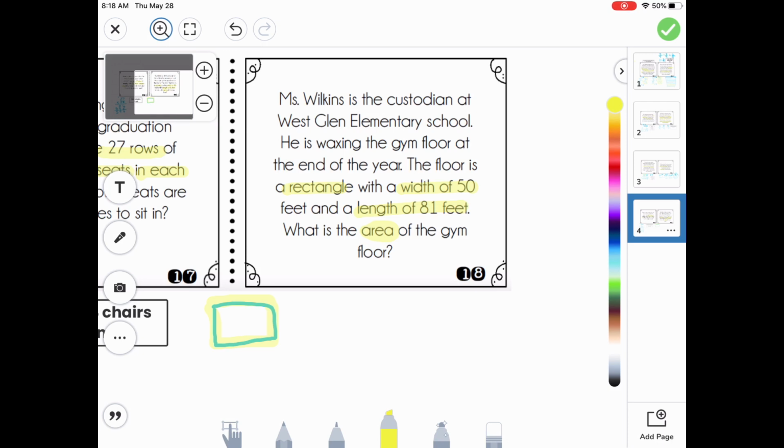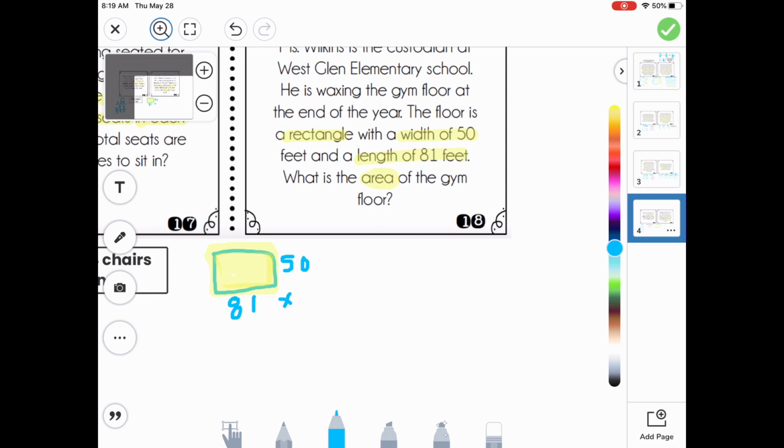So this problem is asking us to find the area, which is all the space inside the gym floor. So I know that it has a width of 50 and a length of 81. And in order to find the area, I just need to multiply the length times the width. Seeing as I used the traditional algorithm on the last problem, I think for this one I will do lattice multiplication.